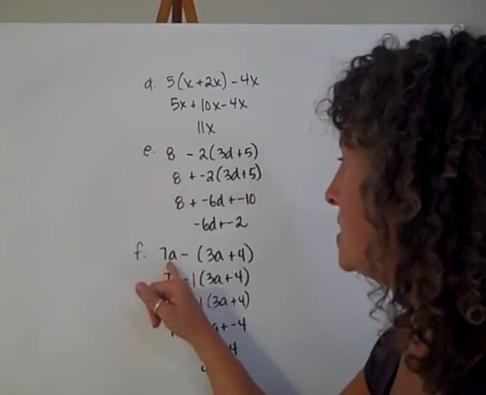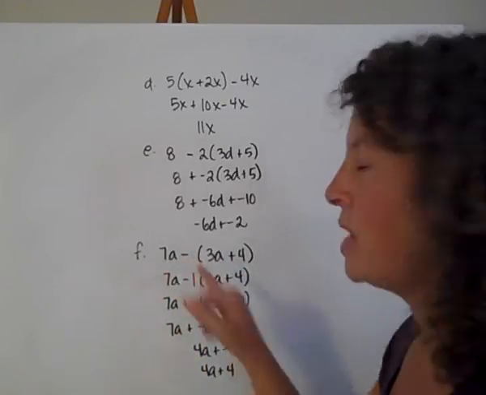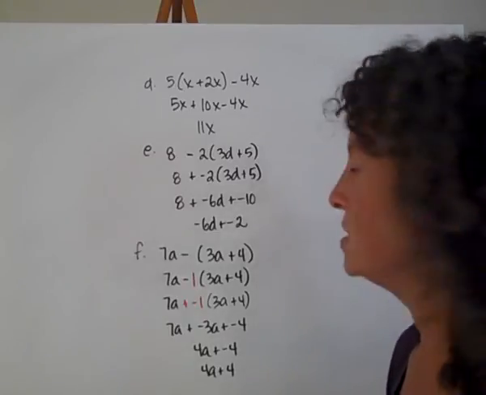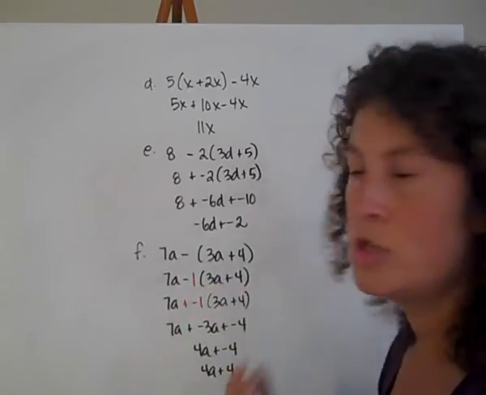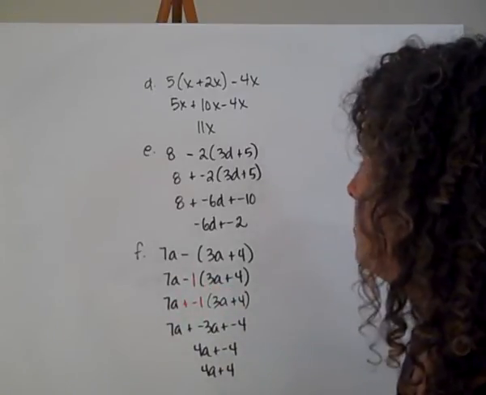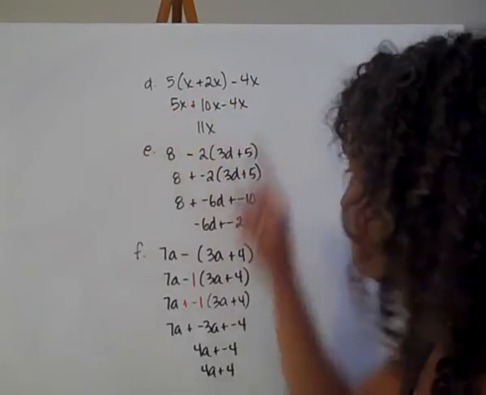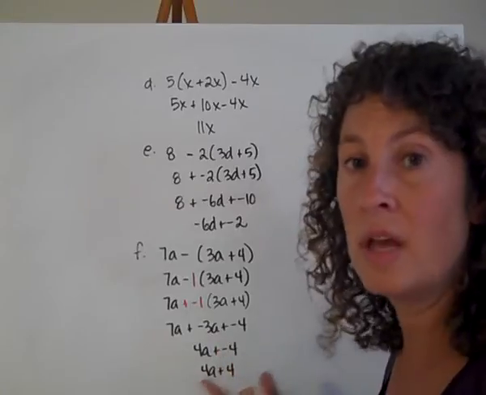Last one, I've got 7a minus, and then in parentheses 3a plus 4. Notice there doesn't seem to be anything in front of the parentheses there. There is something in front of the parentheses there. There's that invisible 1 that I've talked about before. That 1 shows up lots of places. It can show up in front of our variables, like this x really has a 1 in front of it. And these parentheses always have a 1 in front of them if there's nothing else there.